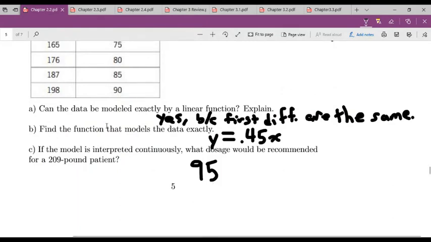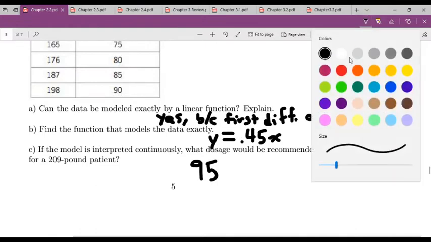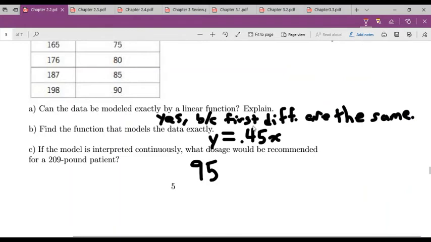Find the function that models that exactly. It would be 0.45. If you want to be a little special here and write the little repeat sign over 45, be my guest. I'm just going to estimate it here. And so the equation is y equals 0.45x.